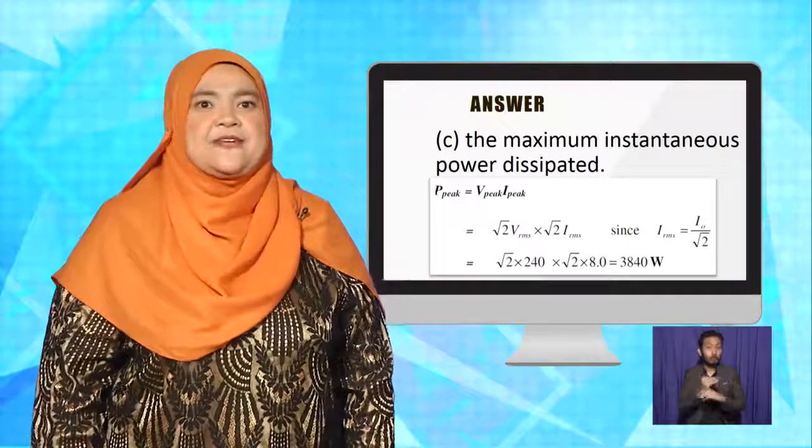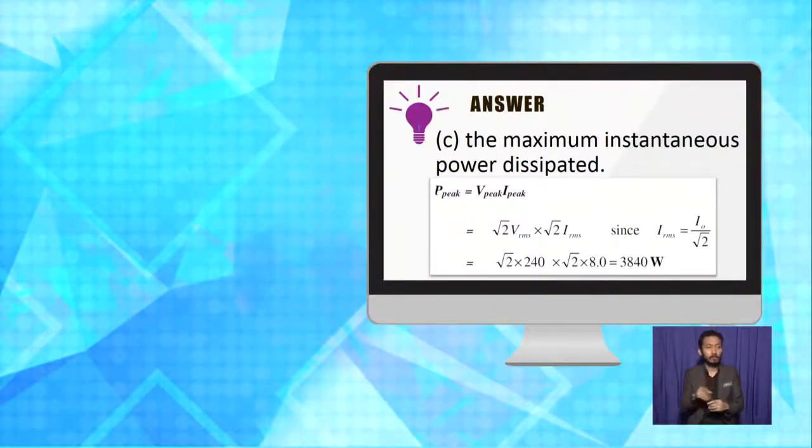We have come to the end of our lesson. Here is the summary of today's lesson.